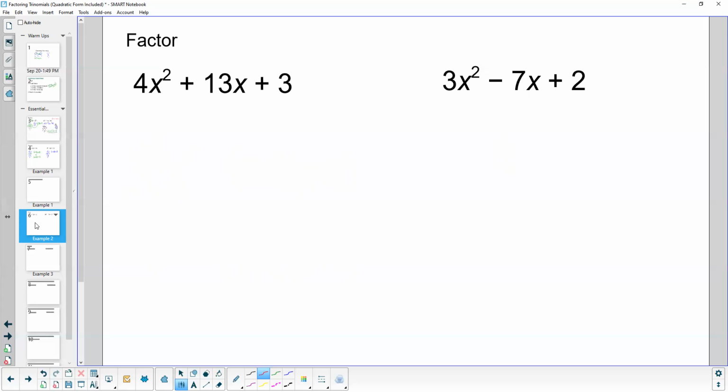So what do we do? If there's a number out front, but you can't factor it out, what you need to do is do the first number times the last number. What it allows us to do is get a little bit of a bigger quantity when it comes to multiplying.